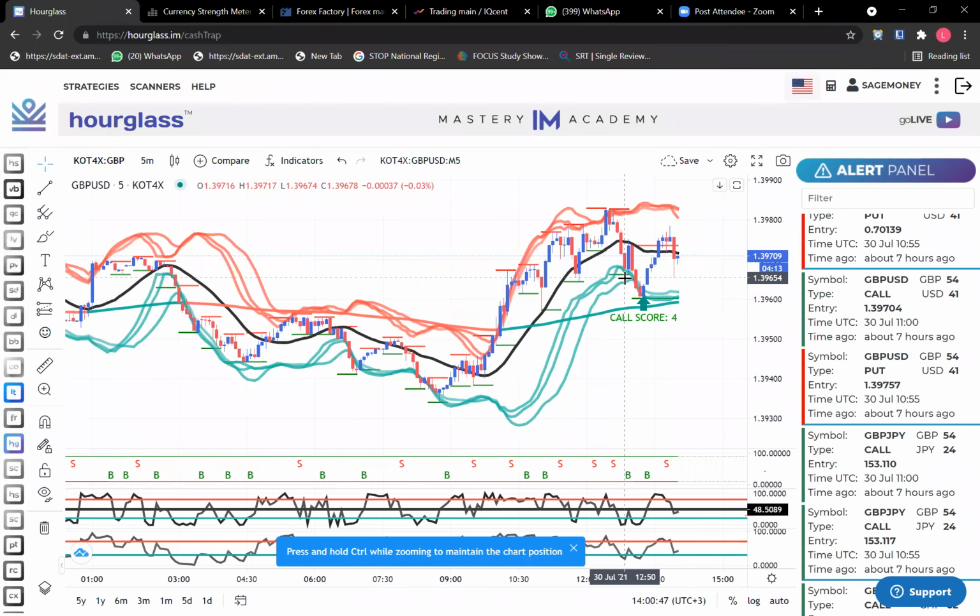Remove anything sell in your head once you are looking at green. So currency strength meter says buy. Your first currency being stronger than the second currency, you're looking for buys, meaning you're only looking at green. Those green lines are your support lines.